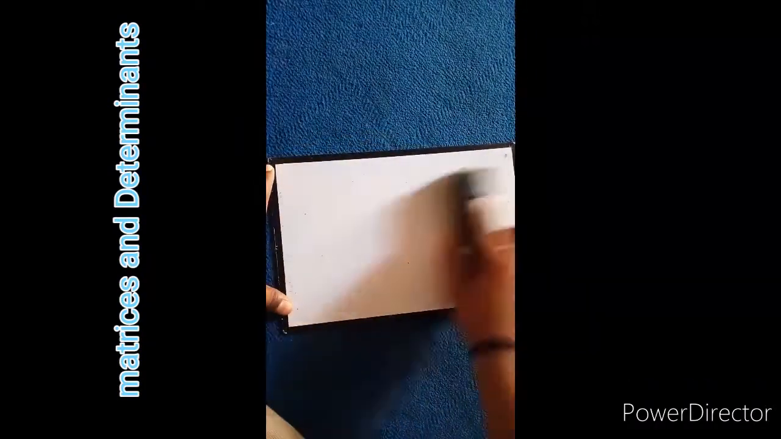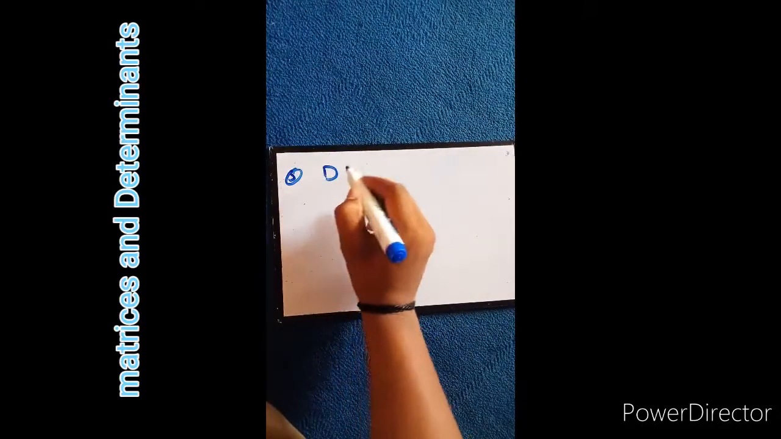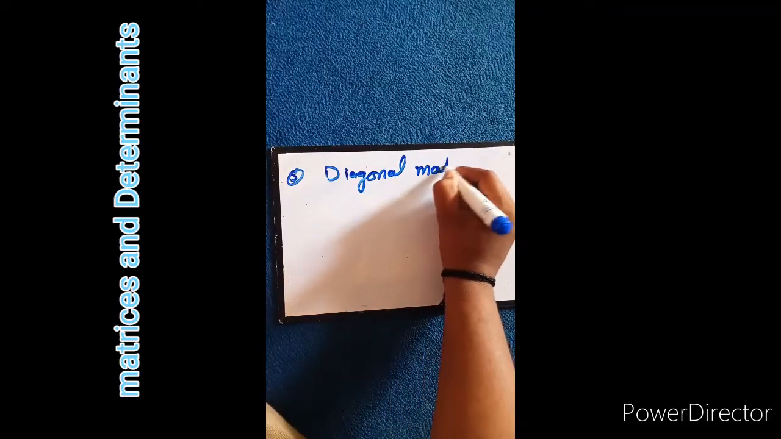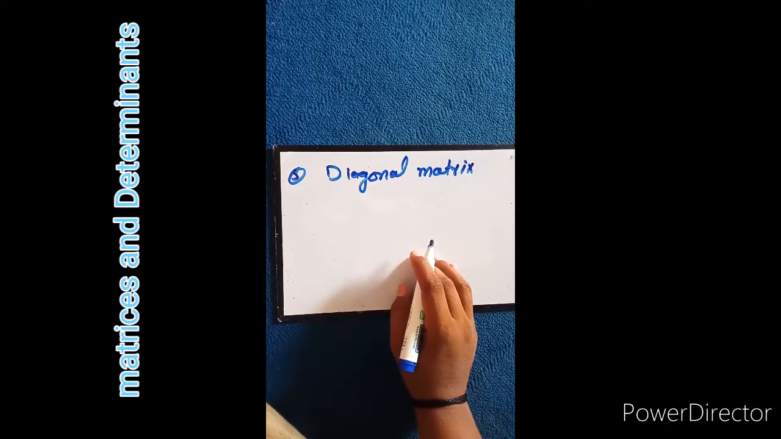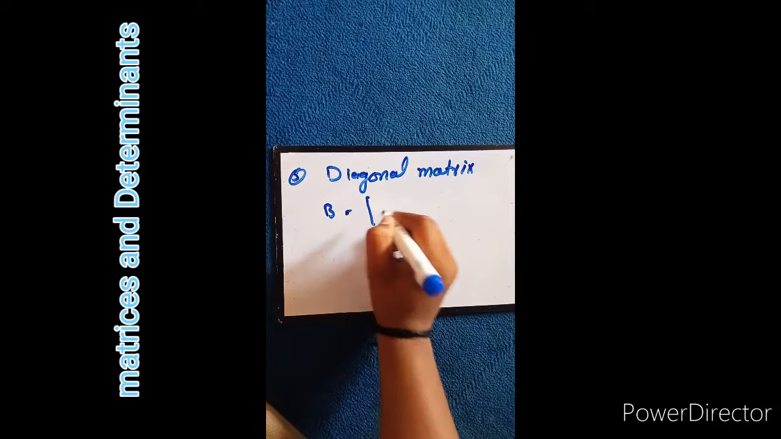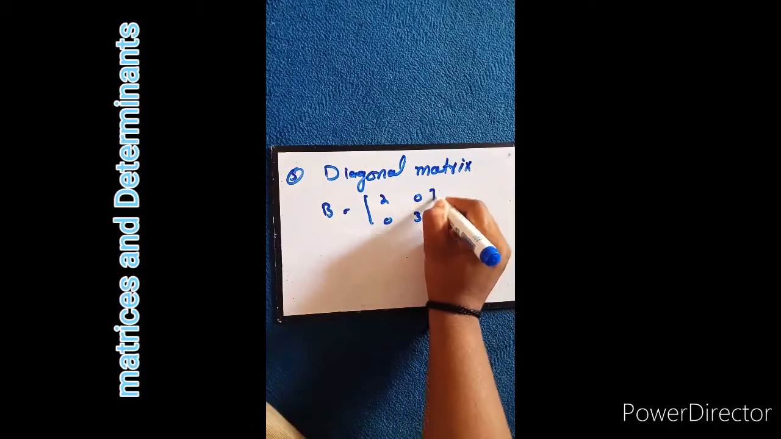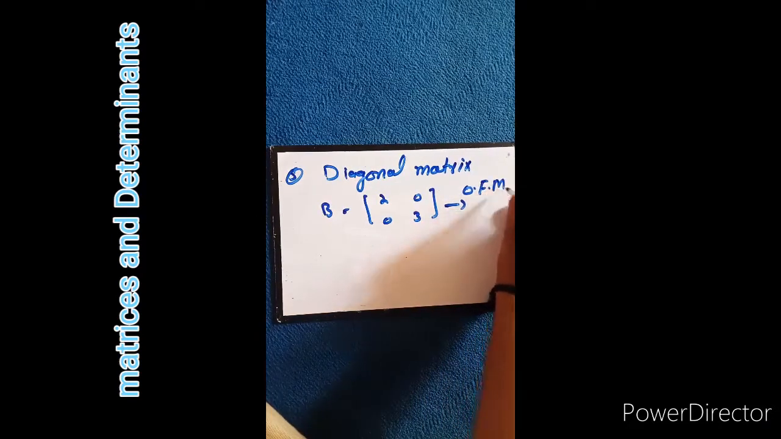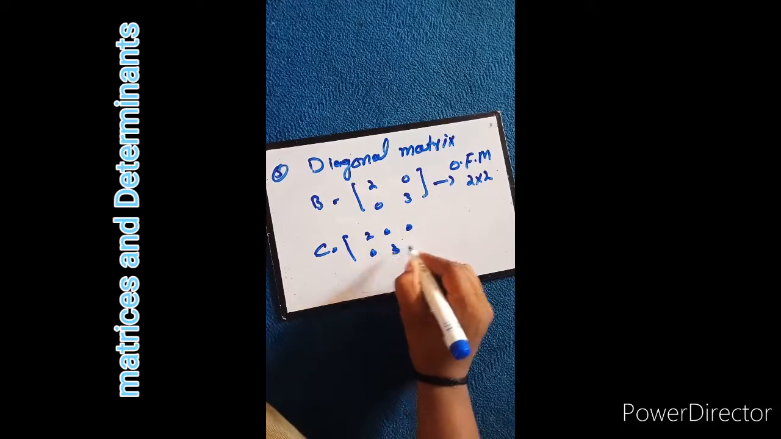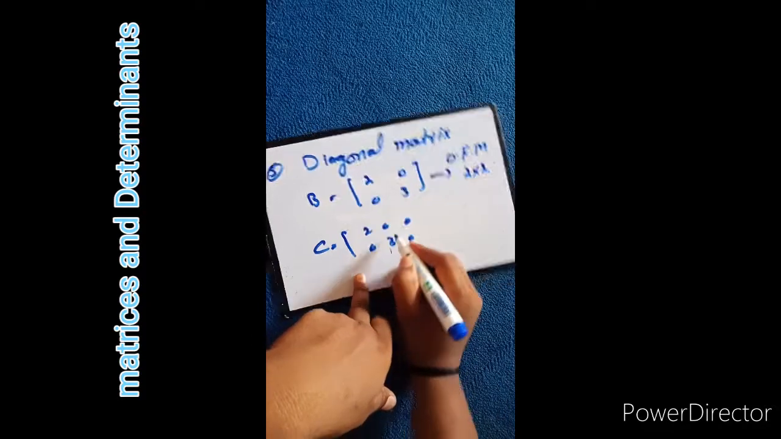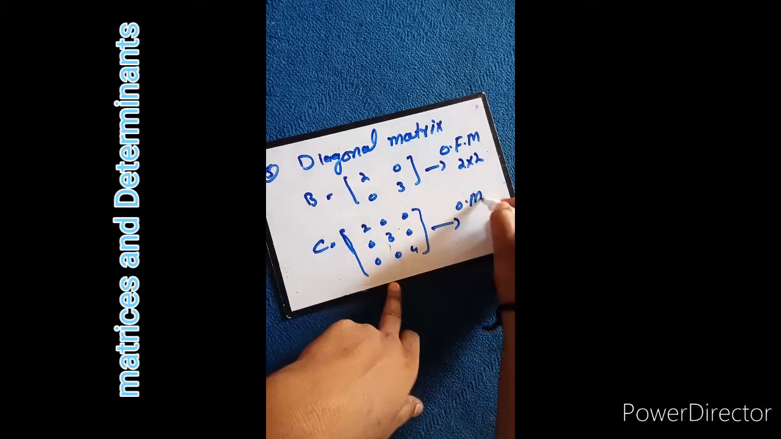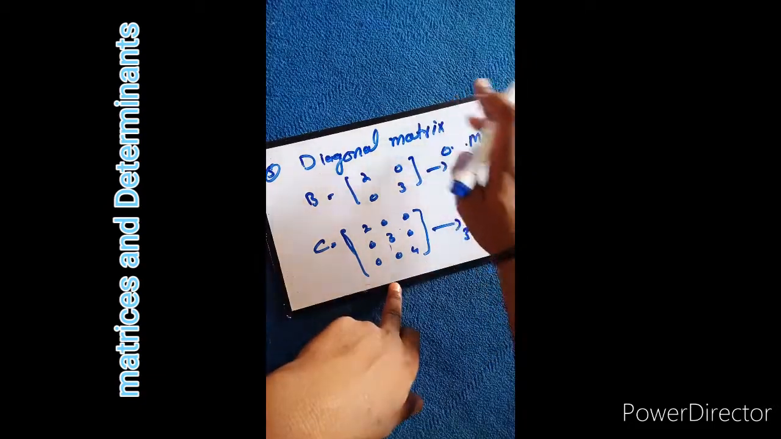The fifth one is the diagonal matrix. Now, to define a diagonal matrix, we can say that B is a diagonal matrix if this is called the order of matrix, 2 cross 2, same as the order of matrix 2 0 0, 0 3 0 and 0 0 4. The order of matrix is 3 cross 3.